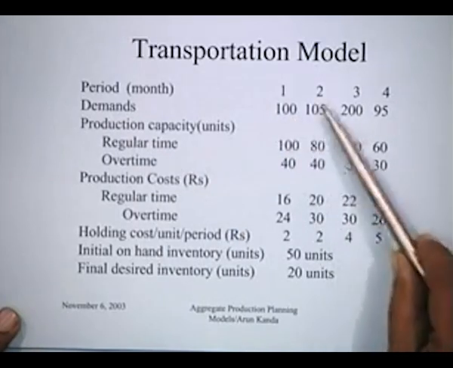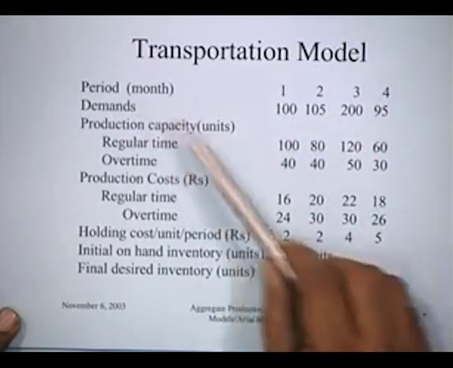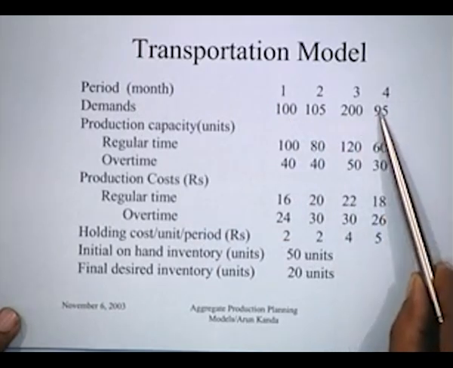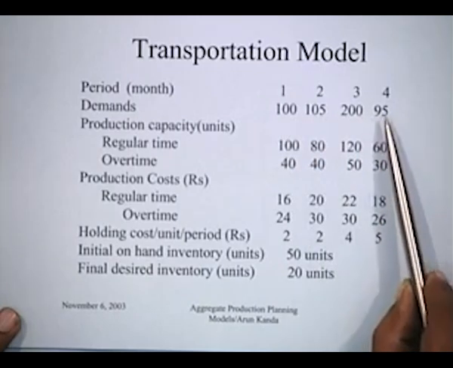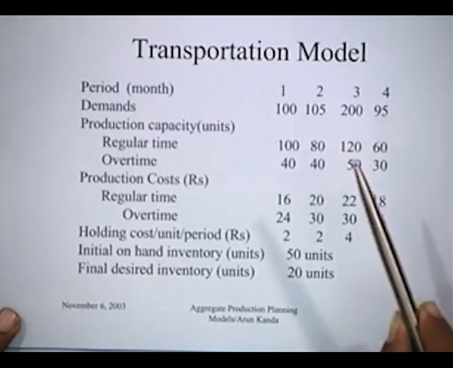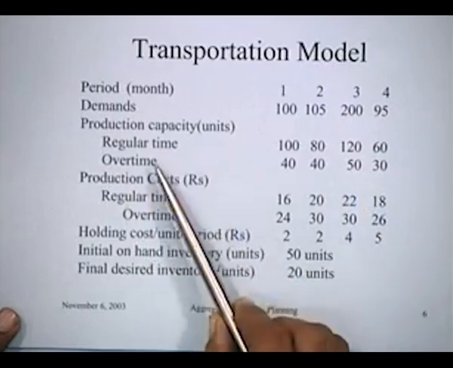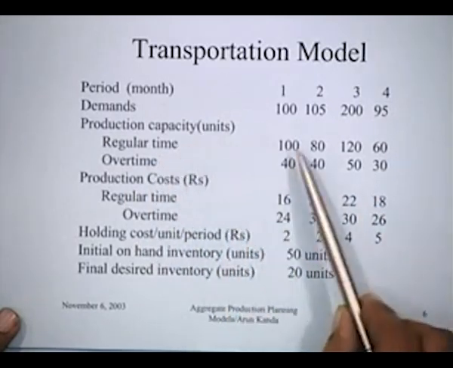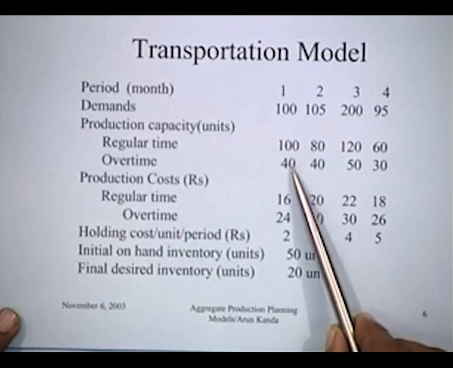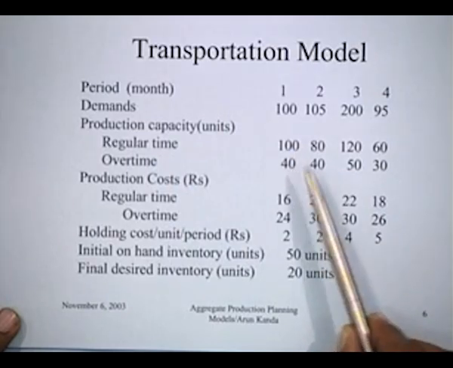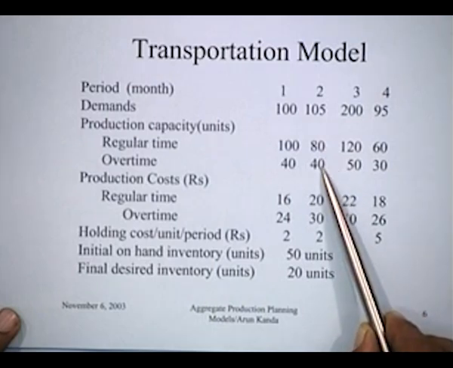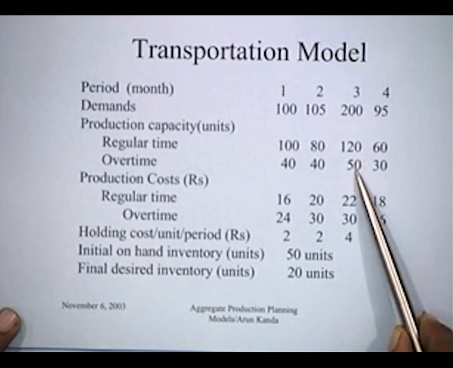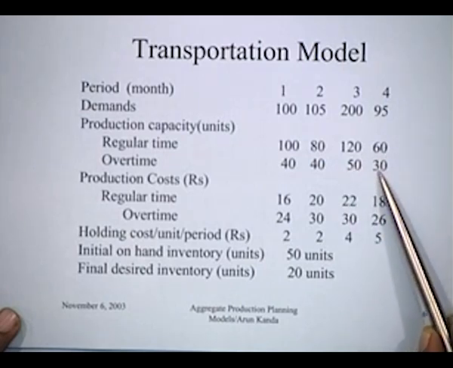There are 4 months, 1, 2, 3, 4. Let us say that the forecast of demand during these 4 months are 100 units, 105, 200 and 95. So demand is obviously fluctuating, and we have these forecasts of demand. The regular time capacity and the overtime capacity is given to us. For instance, in number of units, we can produce 100 items on regular time and 40 on overtime, 80 on regular time, 40 on overtime in the next period, 120 on regular time, 50 on overtime, 60 on regular time, 30 on overtime.